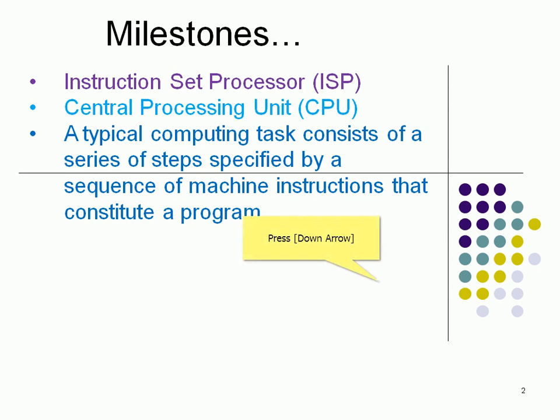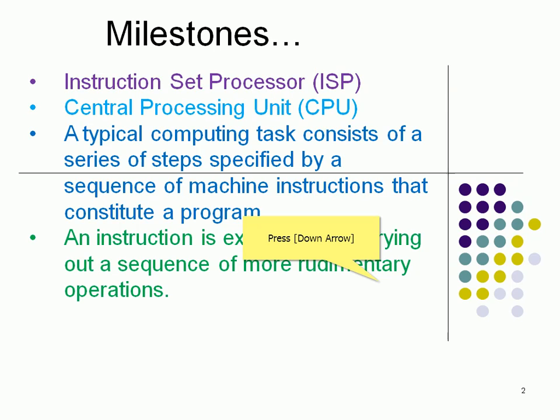The other aspect we are going to discuss is that a typical computing task consists of a series of steps specified by a sequence of machine instructions, and that constitutes a program. So a program comprises a set of instructions, the sequence of machine instructions generated after compiling. The code is a set of instructions, a series of steps to be specified, and at the end each instruction is executed by carrying out a sequence of more rudimentary operations.